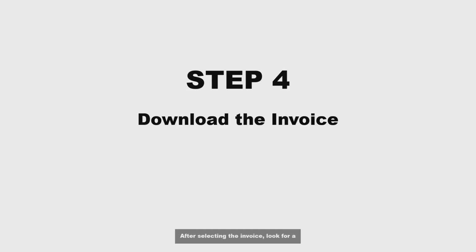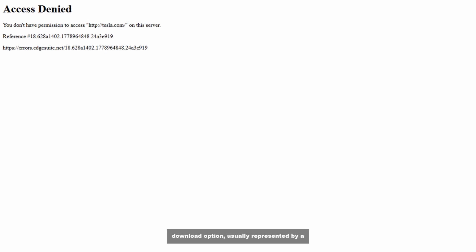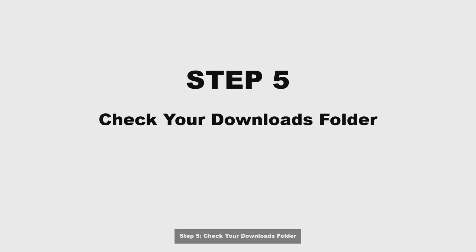Step 4. Download the invoice. After selecting the invoice, look for a download option, usually represented by a download icon or a button labeled download. Click on it to save the invoice to your device. Step 5. Check your downloads folder. Once the download is complete, navigate to your device's downloads folder to locate the invoice file. Ensure that the file is saved correctly and can be opened without issues.